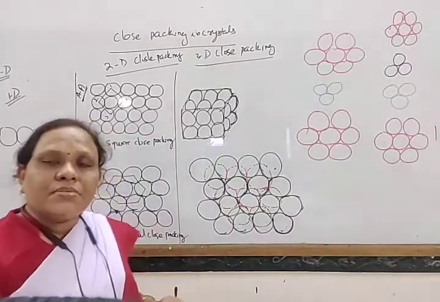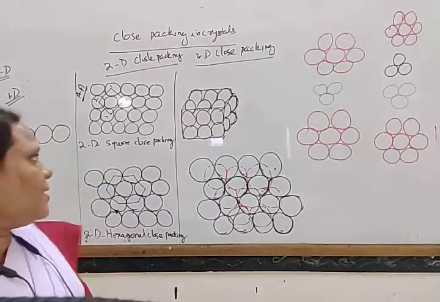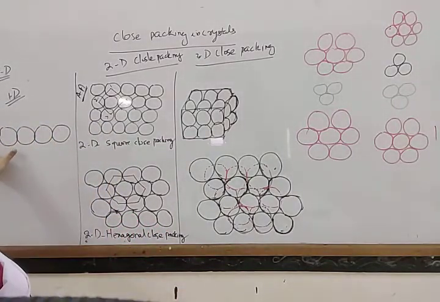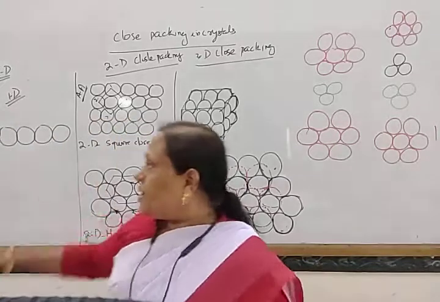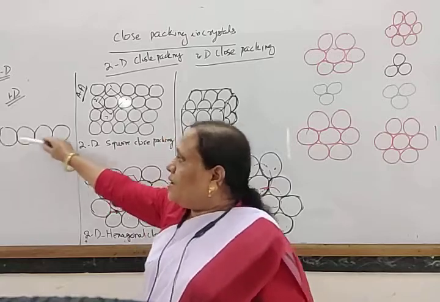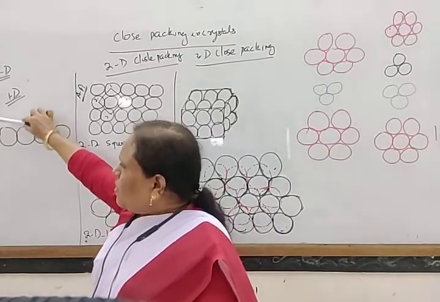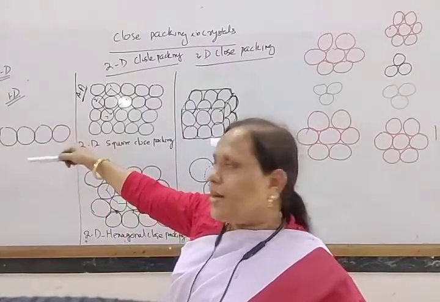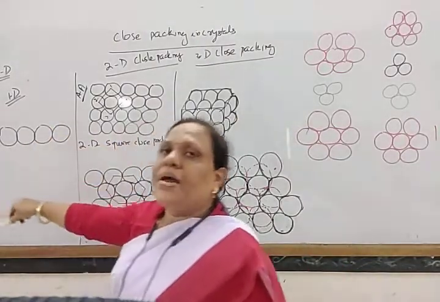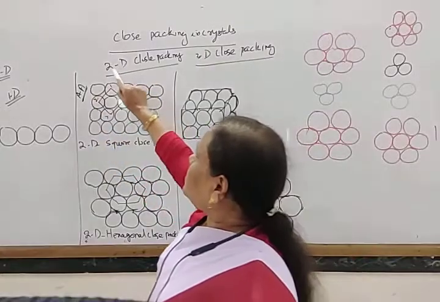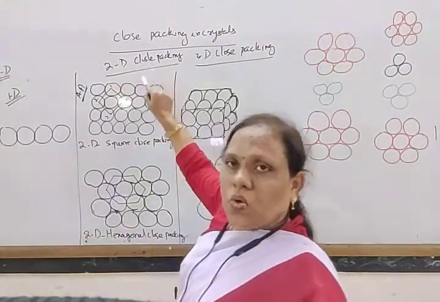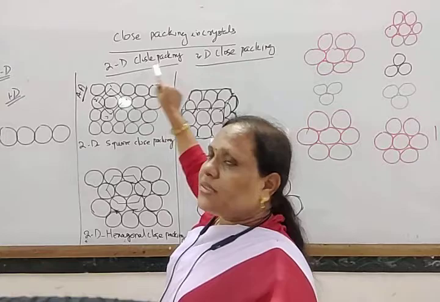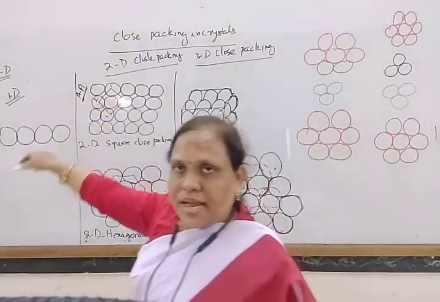When we consider two-dimensional close packing, one layer remains below another layer. If we arrange these layers one above another, it gives a planar-like structure. That's why this is called two-dimensional close packing. And this two-dimensional close packing is of two types.